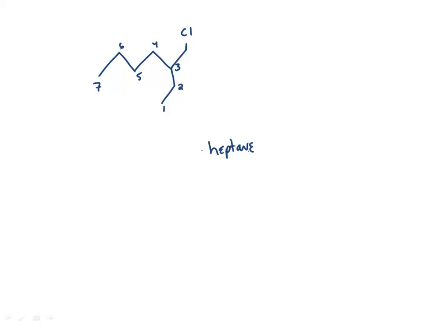And then on that heptane, you certainly have a methyl group, right? And on that methyl group, you have a chlorine. And so that chlorine is really a side chain on the methyl.